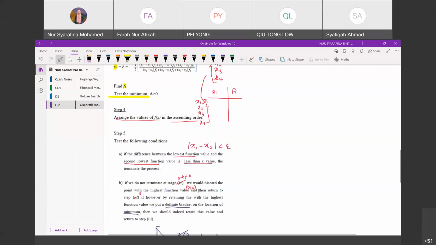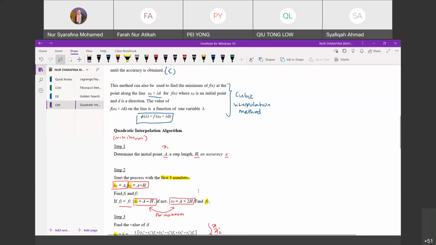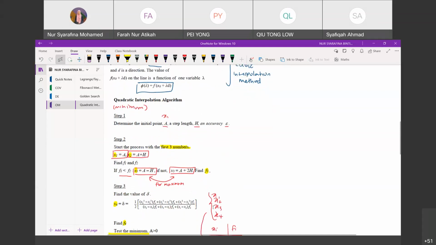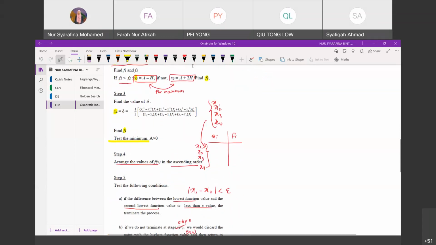All right. So now let's take a look again. First, you know your x1, you know your x2, right? And then you check f1 and f2. If f1 is less than f2, you choose x3 as a minus h. If your f1 is greater than f2, you choose your x3 as a plus 2h. Then find f3. Once you have your x1, x2, and x3, then you can find your delta, where the delta is x4. Now, in step 2 and step 3, you have x1, x2, x3, and x4. In order to test the minimum, you need to rearrange accordingly in ascending order.